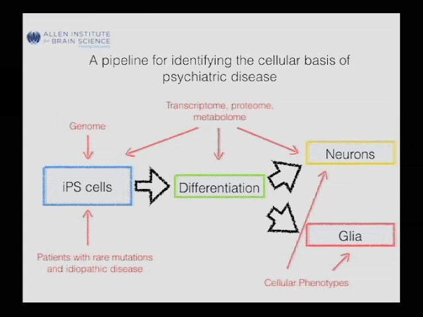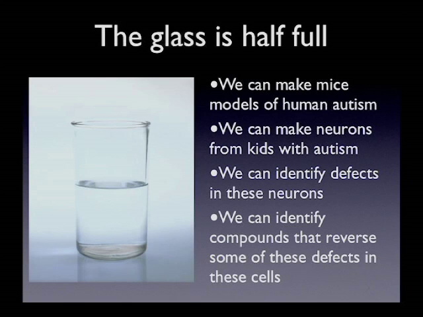To do this, we're forming a collaboration with the Allen Brain Institute, which is supported by Paul Allen in Seattle. What we want to do is do this on a much larger scale for many more kids with many more disorders, and some kids where we don't even know what the mutation is, because we think that this will provide insights that will allow us to both differentiate kids as well as provide some possible treatments. So let me just finish by telling you where I think things are.